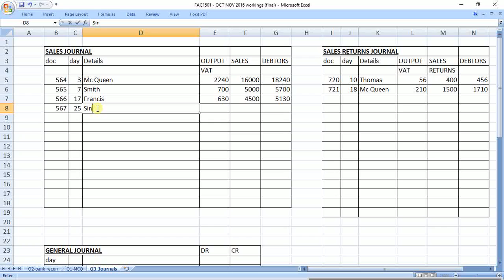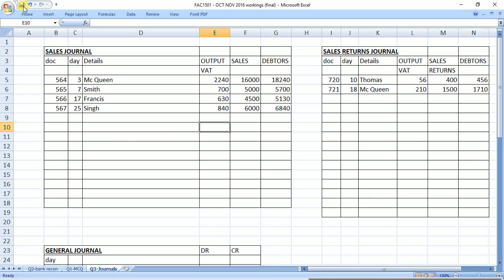25th. Miss B. What is it? 6840. 6840 equals that times 100 divided by 114. Okay, 840 is the difference. Happy? 840, and that's it. How many marks is that for?